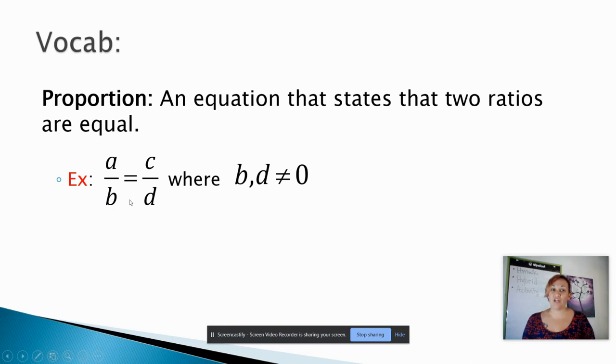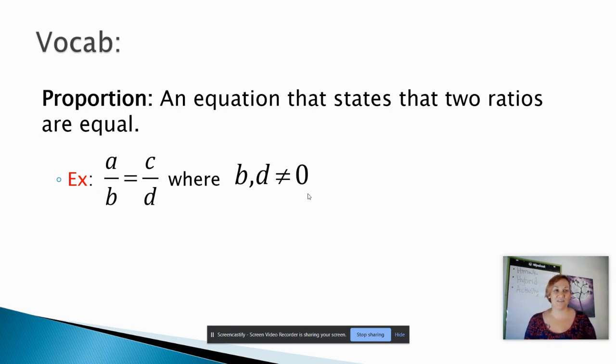Each individual fraction is called a ratio. So A over B is a ratio and C over D is a ratio. And when I say that they're equal to each other, that becomes a proportion. We do have to state that the denominators are not zero because it is mathematically impossible to divide by zero.